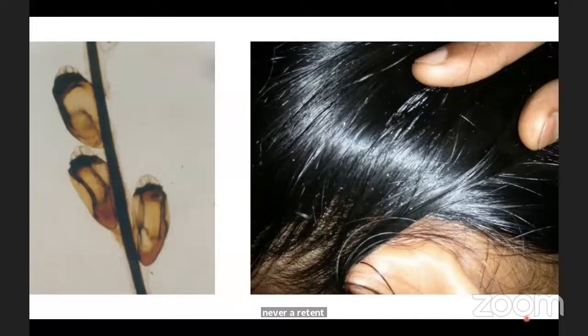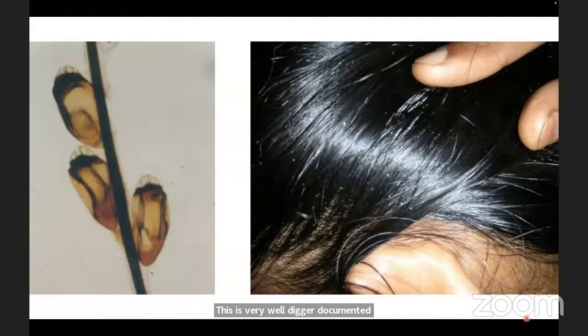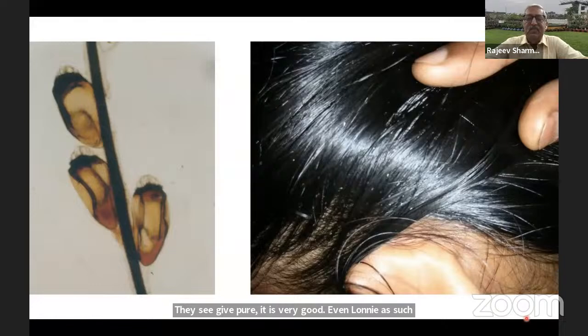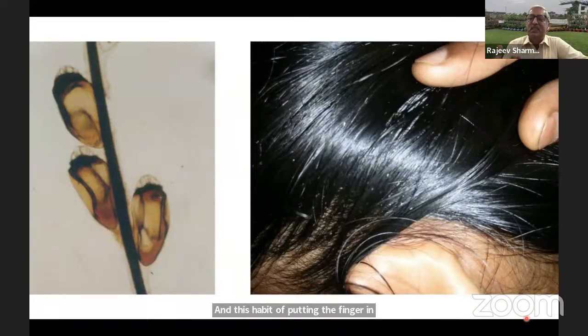This is very well documented. Desi ghee. Many families tend to use desi ghee. Desi ghee, if pure, is very good. Even loni, what is called loni in the villages, is good. But the only thing is, it can become infected with various organisms if kept open. And this habit of putting the finger in the tub containing the cream, so they should always prefer ones which are available in tubes.